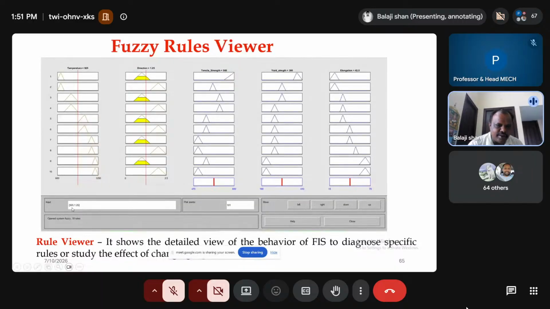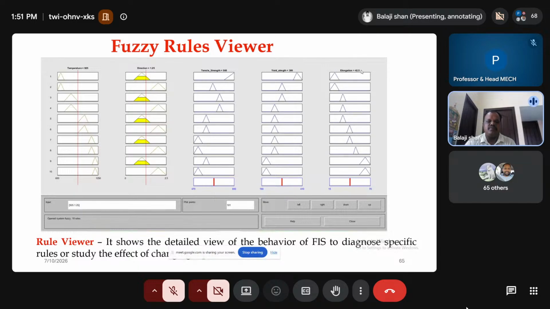But you can see this slide, you can easily understand. I need the result for a temperature of 925 degrees centigrade and the direction is horizontal. Similarly, you will get the tensile strength value of 560, yield strength of 300, and the elongation value of 42.5.